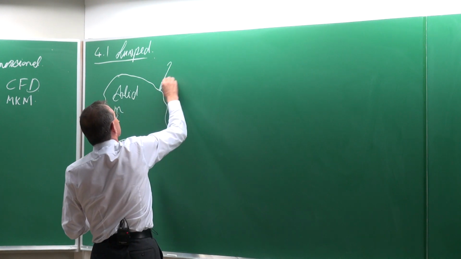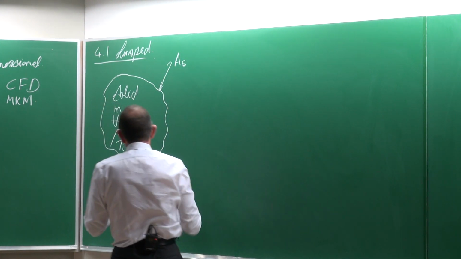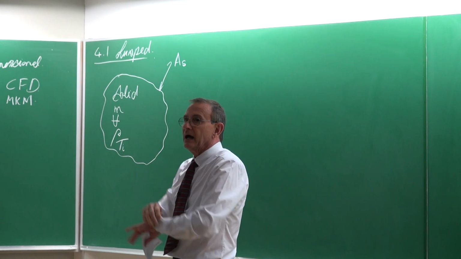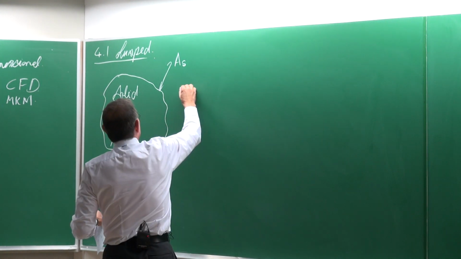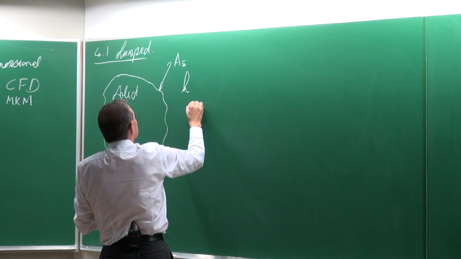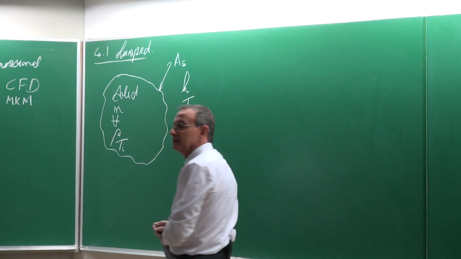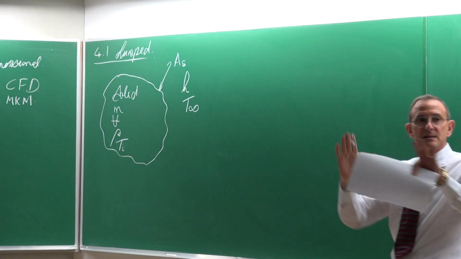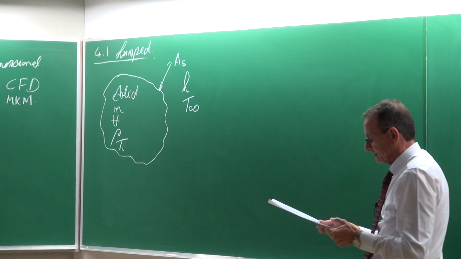This body also has a certain surface area, and on the outside it has a heat transfer coefficient h and a certain T infinity, and that is the temperature of the environment.